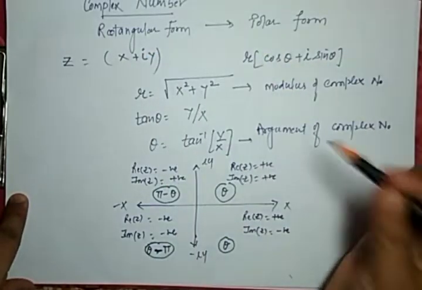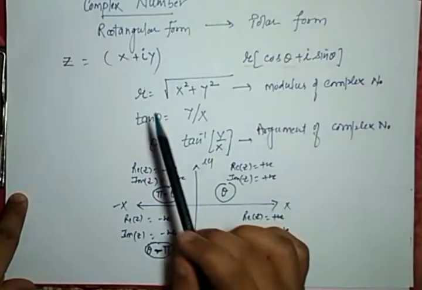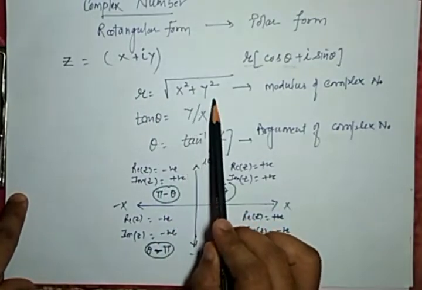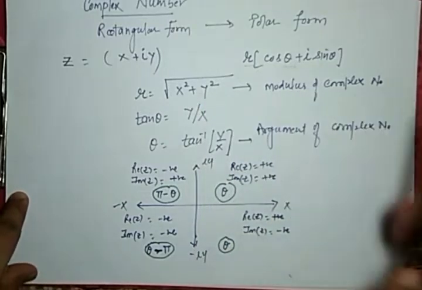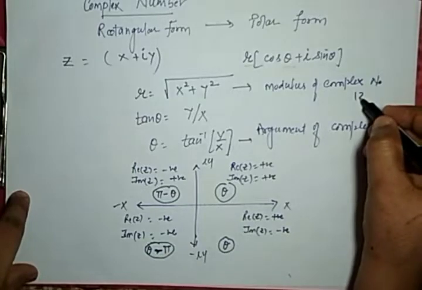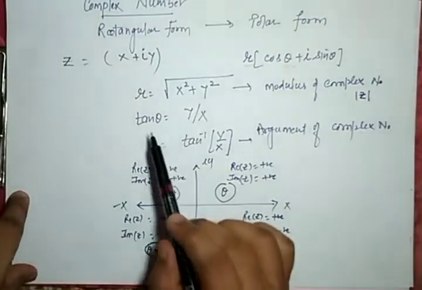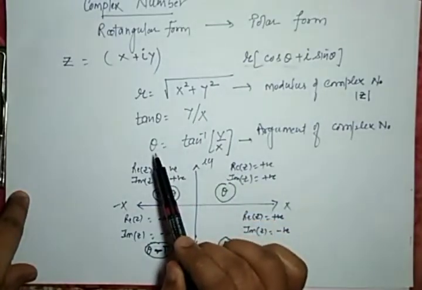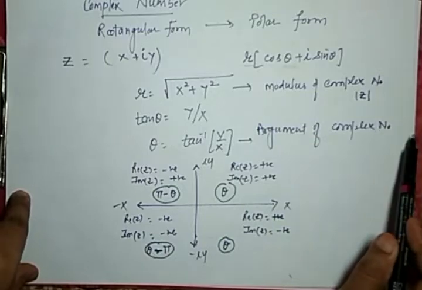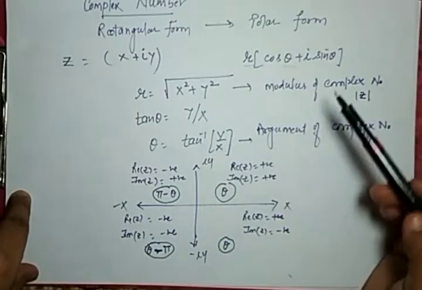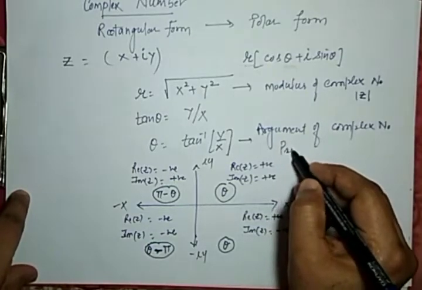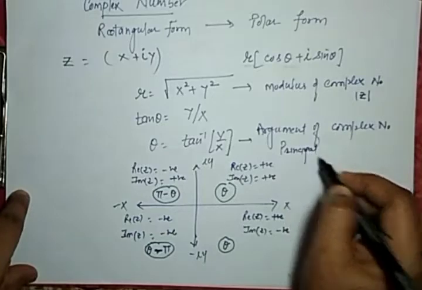So this unknown r and theta can be calculated using the formula r equals under root x square plus y square. This is called the modulus of the complex number, indicated as mod z, and tan theta equals y by x, or theta equals tangent inverse y by x. This is called the argument of the complex number, and when we represent it in the polar form, we take the principal argument. We always take the principal argument.